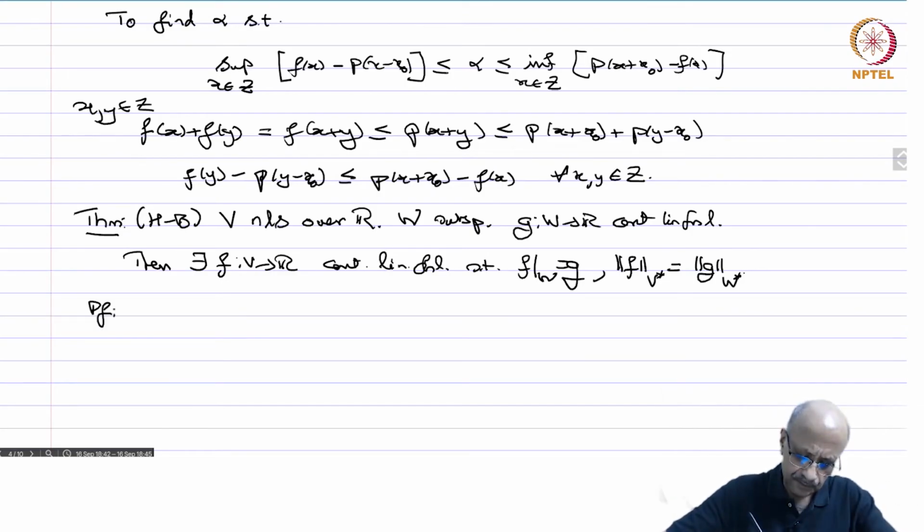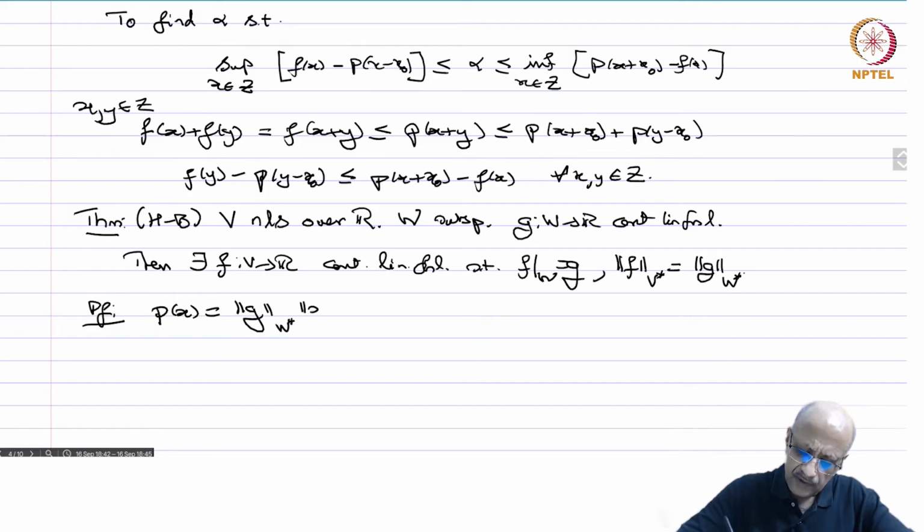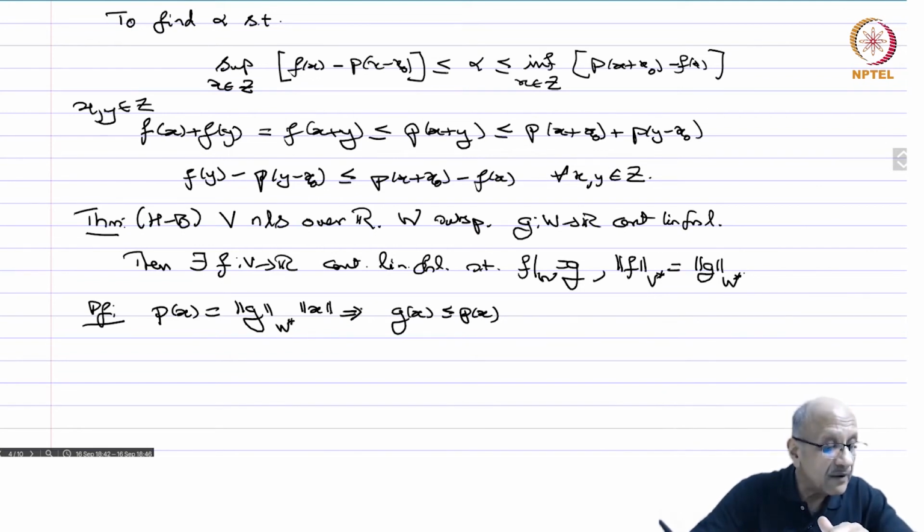Okay, proof. So, we are going to define P of x equals norm G in W star times norm x. Then obviously from the properties of the norm, P of x plus y is less than or equal to P of x plus P of y. P of alpha x for alpha positive is alpha times P of x. So, P satisfies both the conditions which we have. And we also have that G of x is less than or equal to P of x. So that is also true, because in fact mod G of x is less than or equal to norm G times norm x, and therefore we have this.